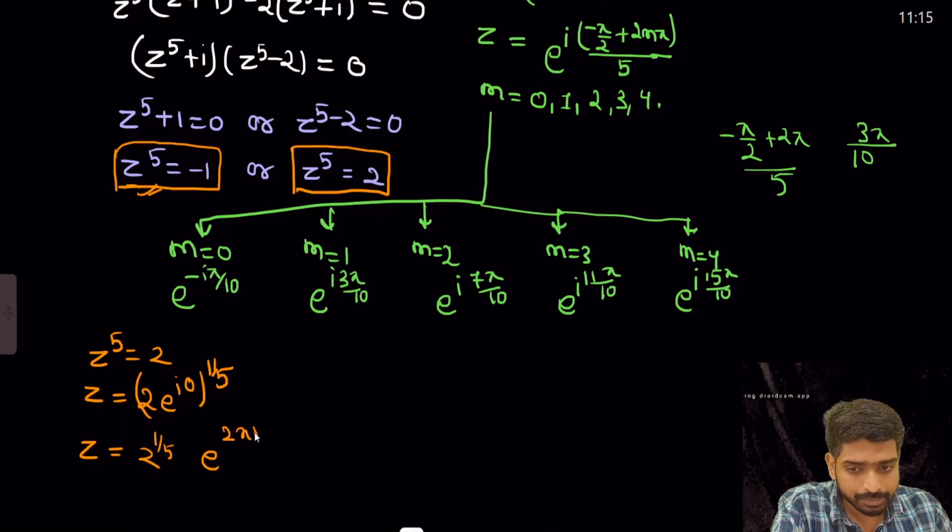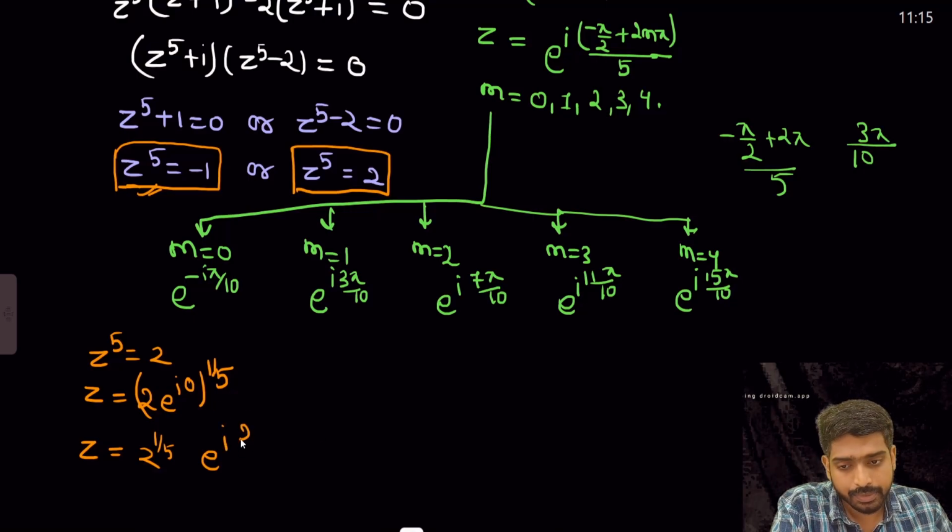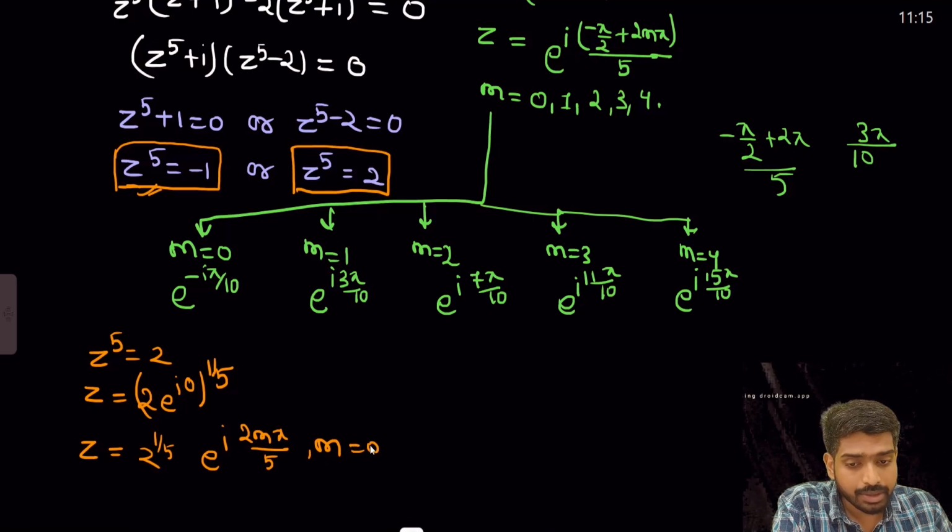iota 2 m pi. We will add on this 0 plus 2 m pi, which is 2 m pi, right? So e to the power iota 2 m pi by 5, right? Now here, what m values can we keep? Here again 5 m values we can keep: m values 0, 1, 2, 3 and 4.